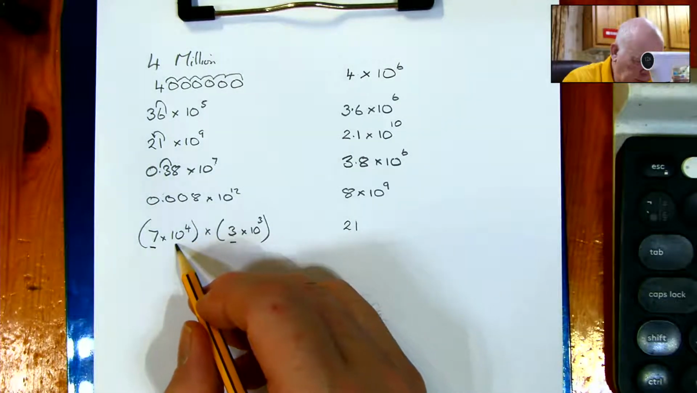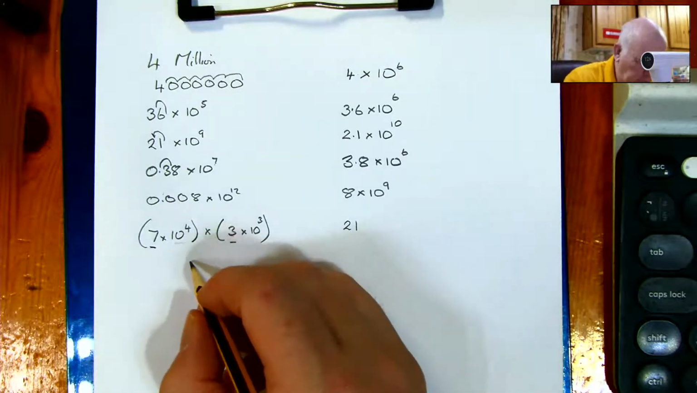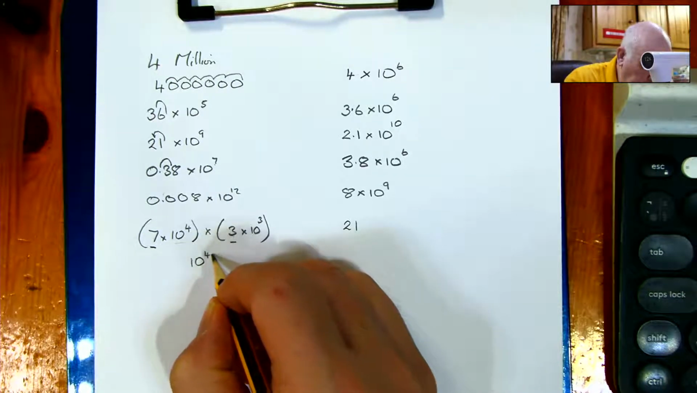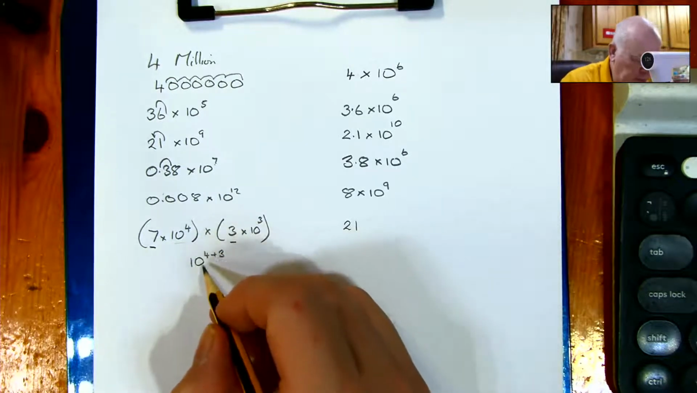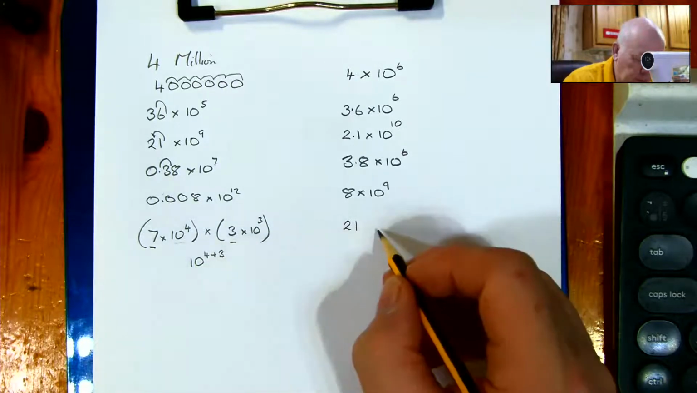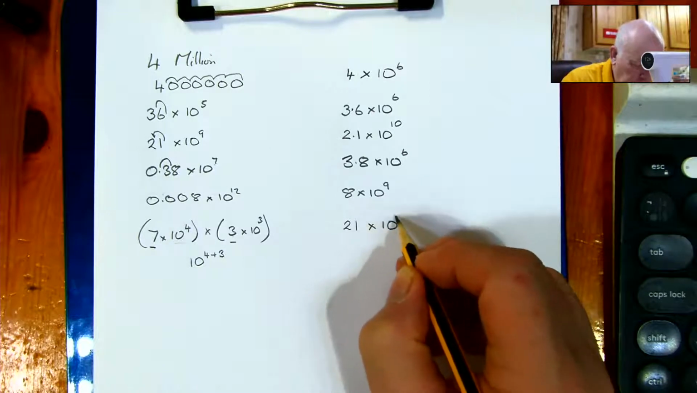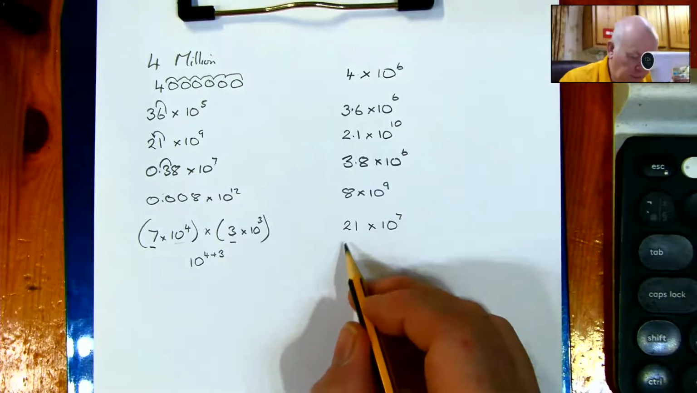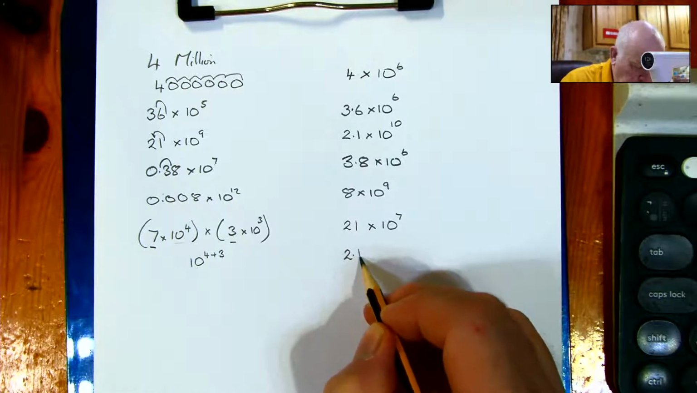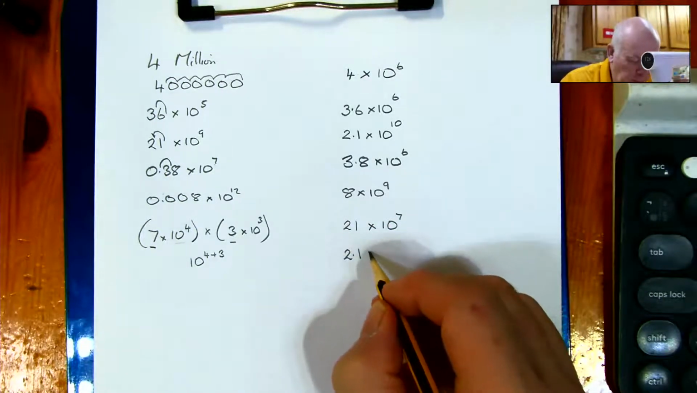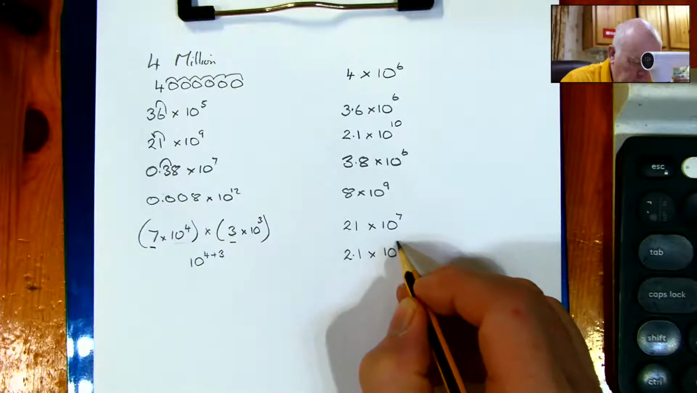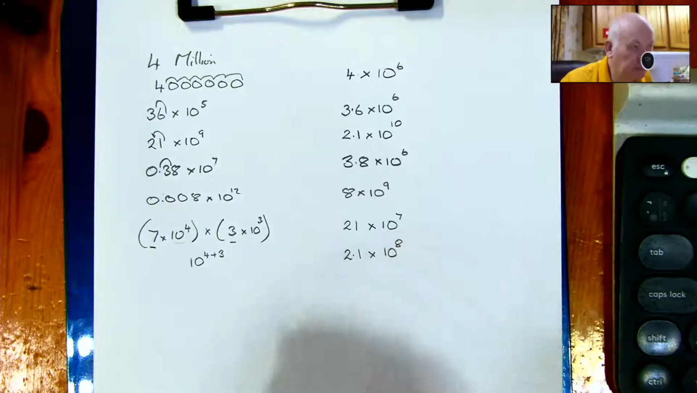And then we're going to multiply our indices. And as you probably know, when we multiply indices, we add them. So it's going to be 10 to the 4 plus 3, which is going to give me 10 to the 7. This number's wrong. We need to have this as 2.1, and as we've done before, we're going to move the decimal point one place, so this becomes times 10 to the 8.